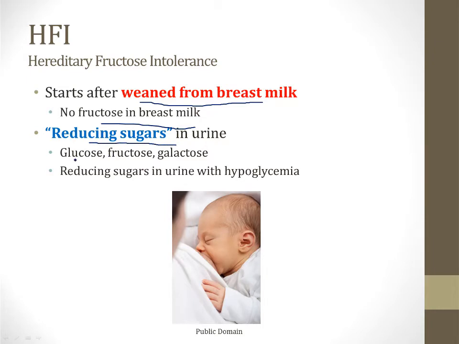So reducing sugars are glucose, fructose, and galactose. Now, in a hypoglycemic baby, you know that any reducing sugars you find in the urine do not represent glucose because the baby has low glucose levels. Therefore, if you see reducing sugars in the urine of a baby who is hypoglycemic, that means fructose or galactose must be in the urine. And this is the hallmark of hereditary fructose intolerance.